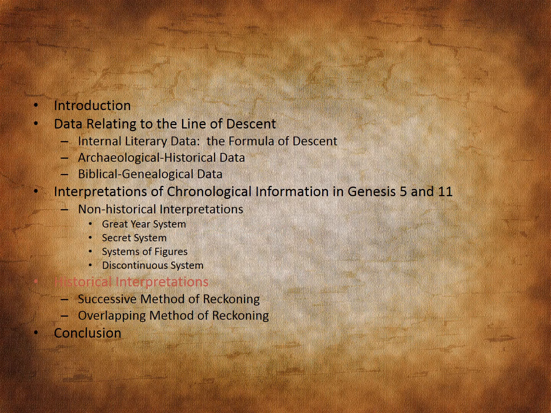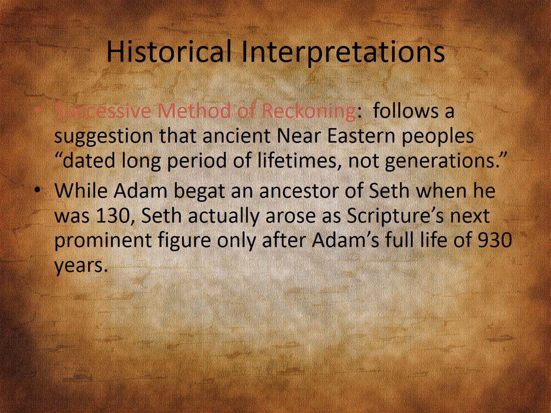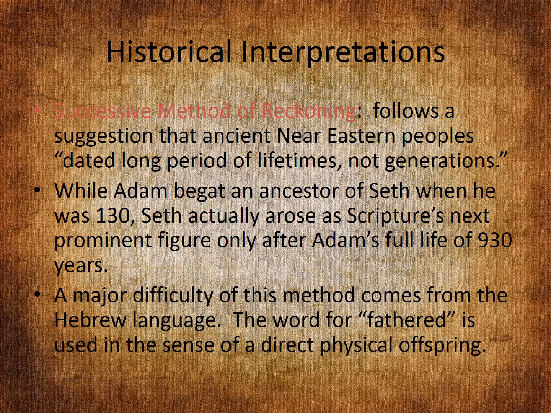Among scholars who accept the numbers as historical, there are two basic interpretations. The successive method of reckoning suggests that although Adam begat an ancestor of Seth when he was 130, Seth actually arose as Scripture's next prominent figure only after Adam's full life of 930 years. A major difficulty of this method comes from the Hebrew language. The word for fathered is used in the sense of a direct physical offspring.